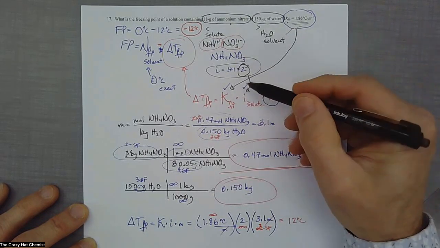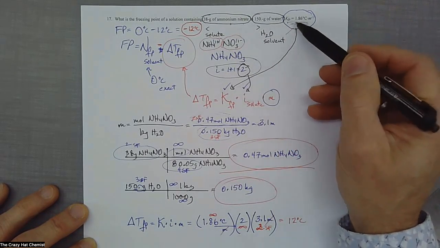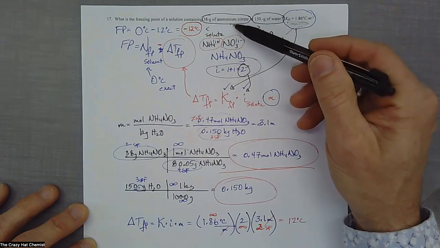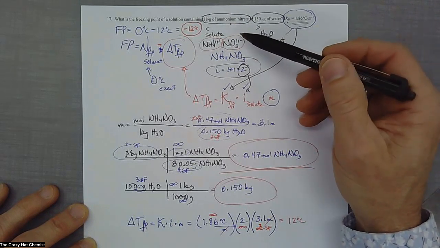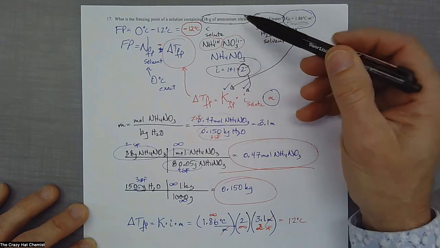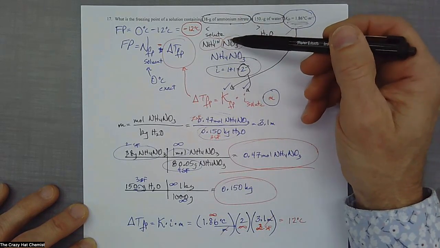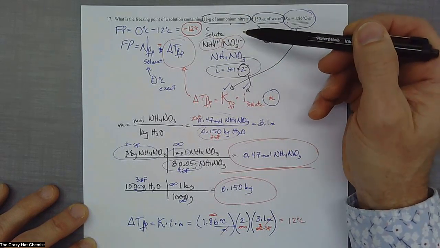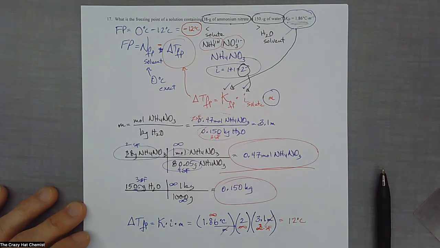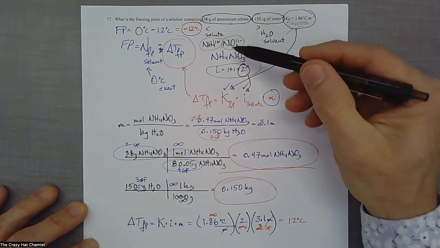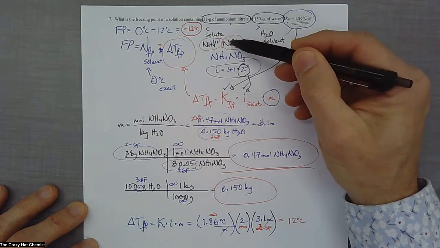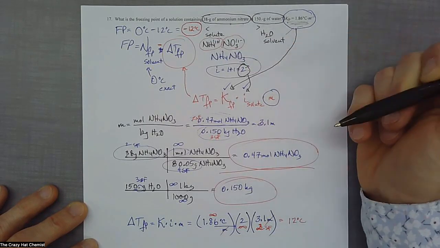Okay, so that's why the constant is based on that right there. And the solute, I'm going to obtain the Van 't Hoff factor. So I need to get the formula for ammonium nitrate. It's NH4 1+ and NO3 1-, the ammonium ion and the nitrate ion. That's 1 ammonium ion and 1 nitrate ion, and that's a Van 't Hoff factor of 2.